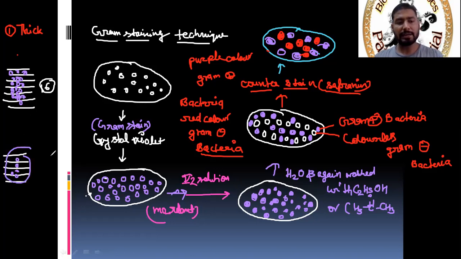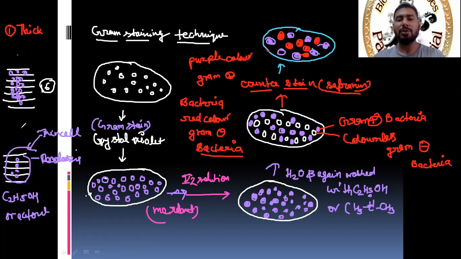So when you use the decolorizing agent like C2H5OH, ethyl alcohol, or acetone, what happened? Which will be decolorized first? This one. Why? Because the cell wall is thin. They have a thin cell wall, so it becomes decolorized. While in the case of this thick one, it will go, but very slowly, so it will not decolorize.